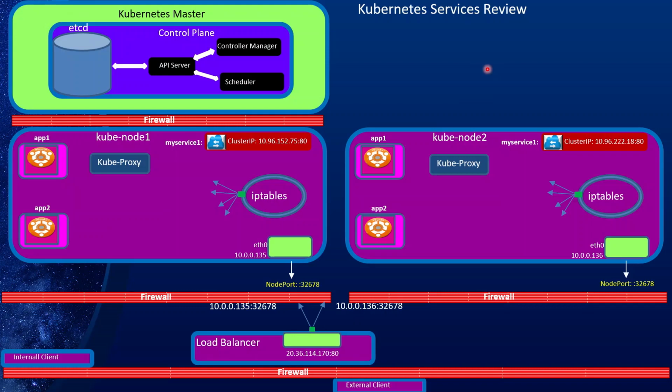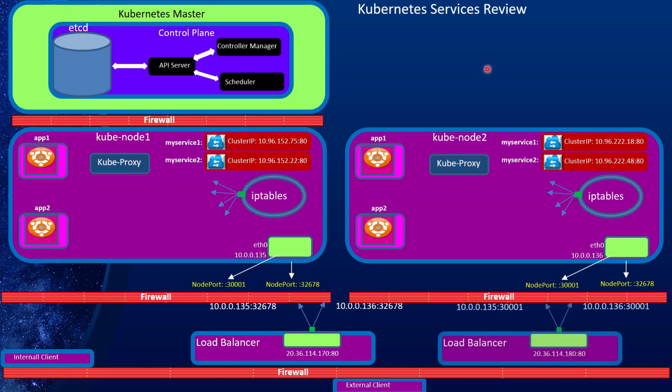Let's assume that we also deploy another application called app2. Then we need to do the same thing. We need to create a cluster IP, and then create a node port, or if we are in a cloud environment, we can also create a load balancer that will expose that, and it will create a corresponding node port, and then the client can come in and consume the service.